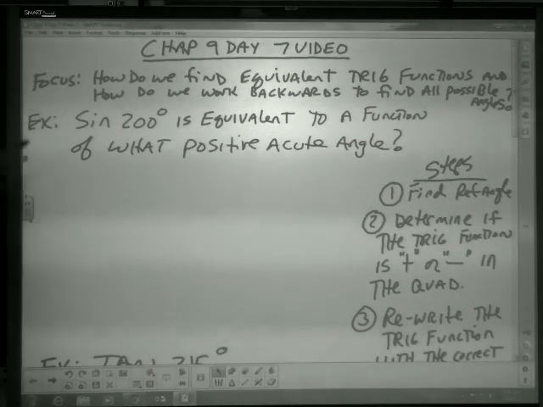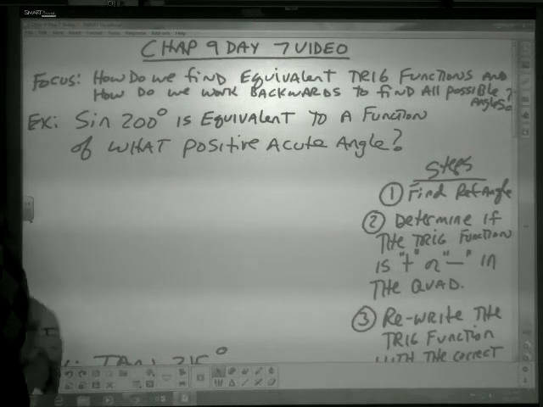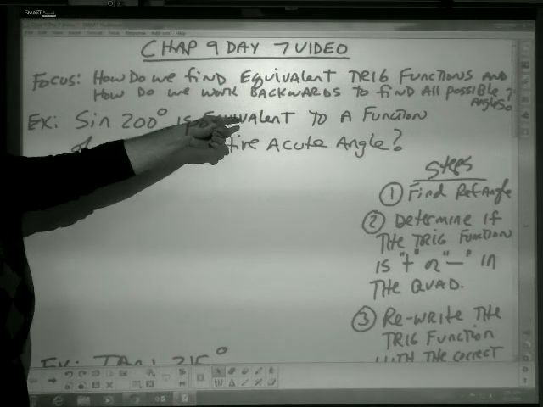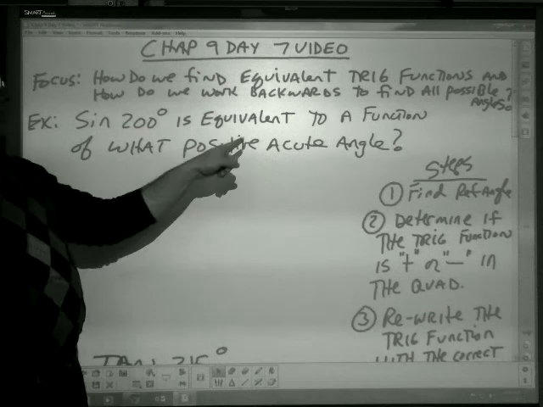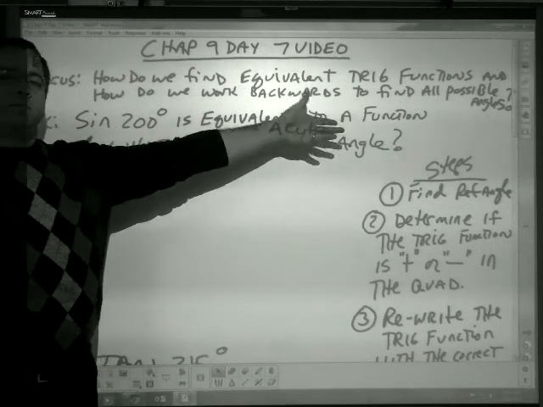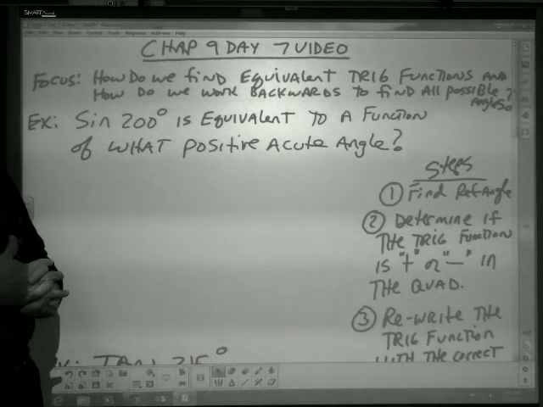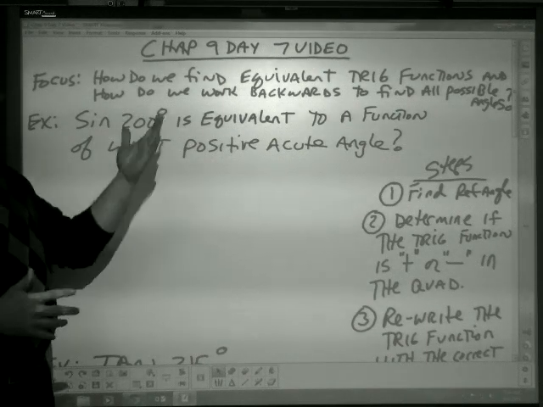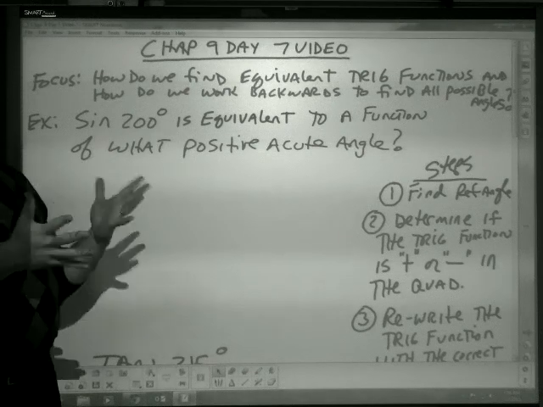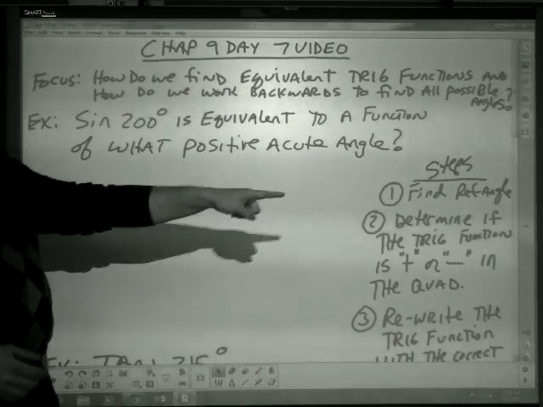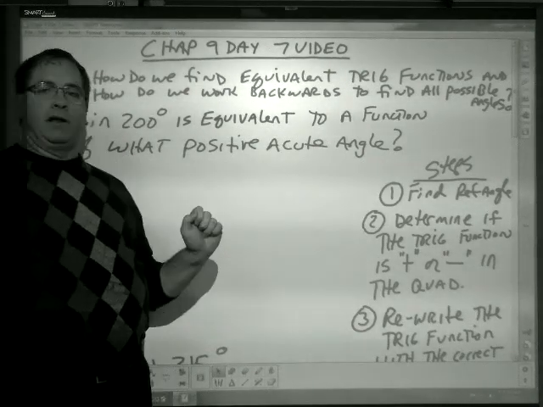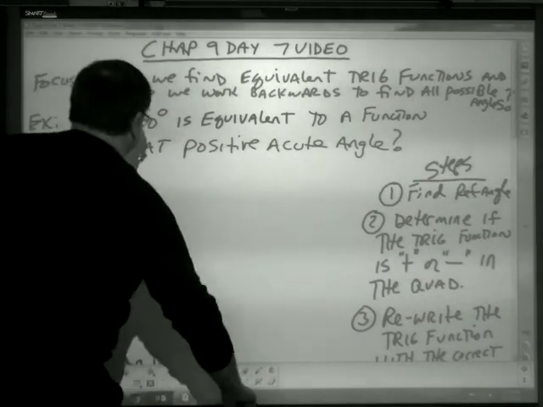So for example, the question might say sine of 200 degrees is equivalent to a function of what positive acute angle? When you see a question like that, they're just asking you, this is also the same as the sine of what else? All right, so first of all, let's draw our picture and find the reference angle. Step one, let's find the reference angle.